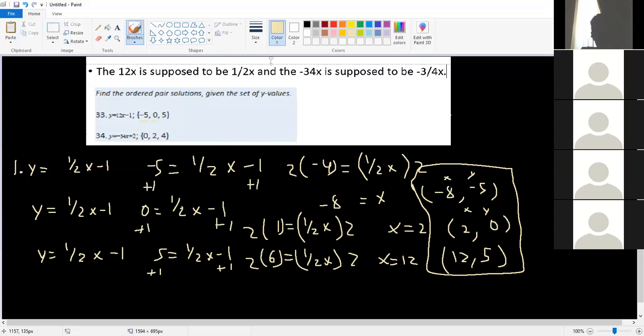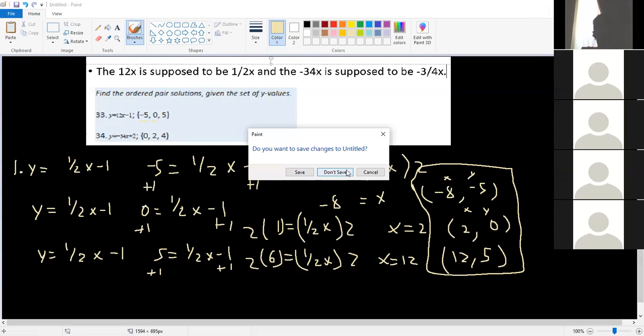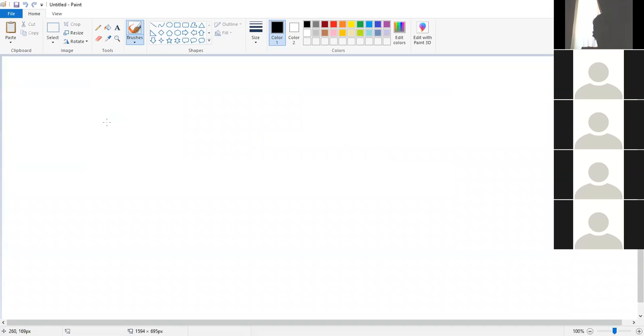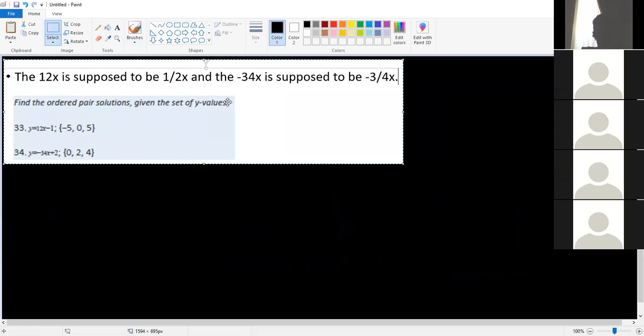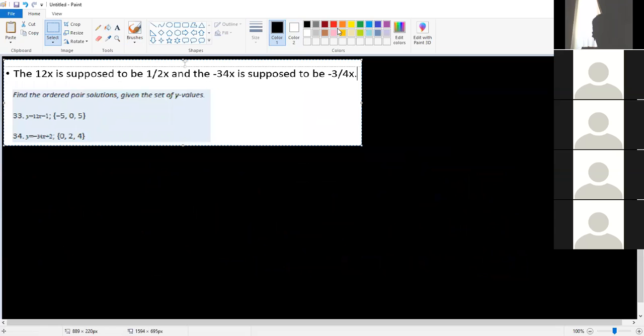Number 34. Okay, let's do number 34 now, really quickly. So number 34, y equals negative 3 over 4 x plus 2. The same steps that we used for number 33. So the y values we're given here are 0, 2, and 4. Let's just plug in 0 for y here.